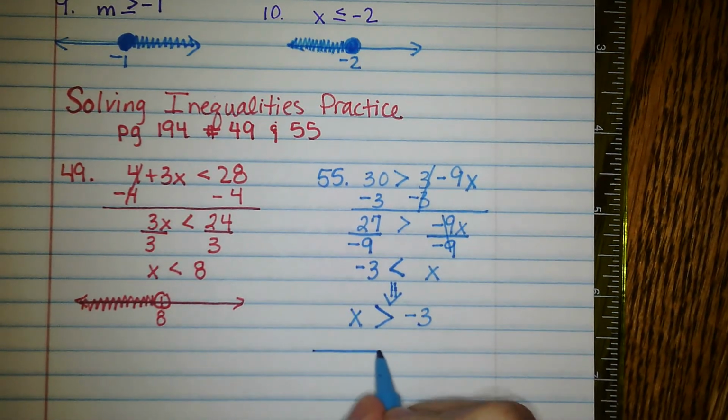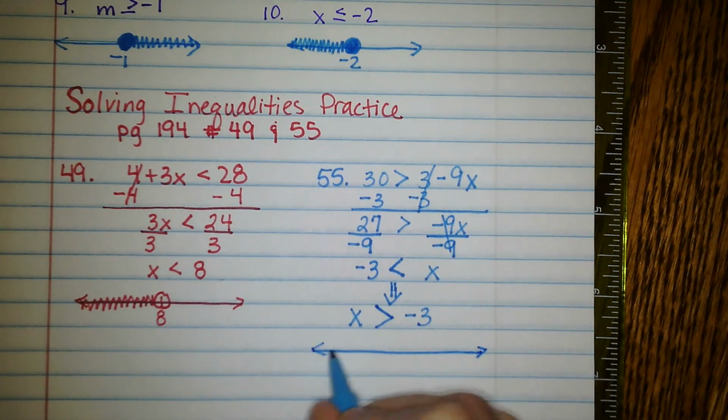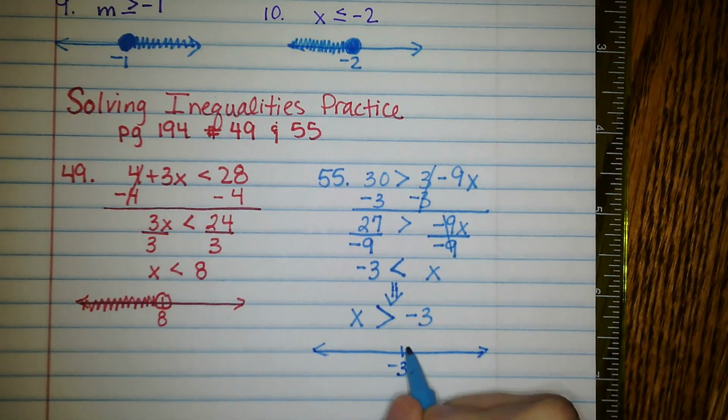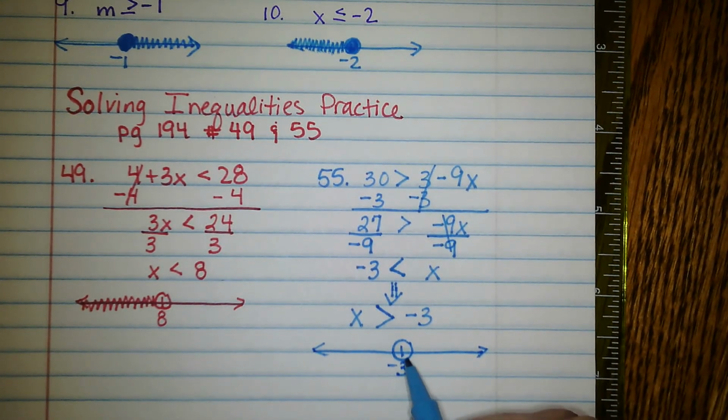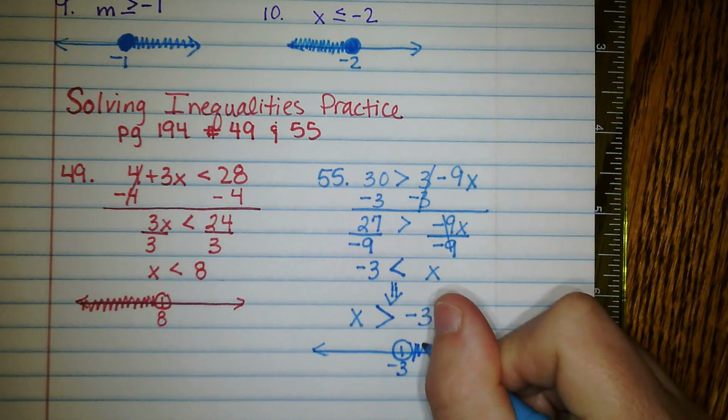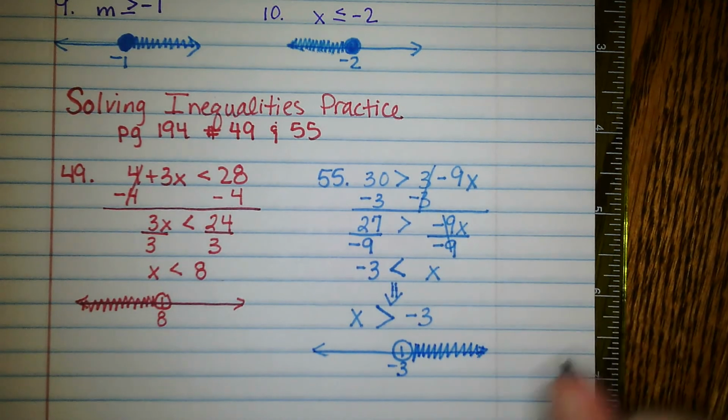Now, all I have to do is sketch. Negative 3 is my guy. I'm going to circle it. This is not an equal to, so it's an open circle. And because this is a greater than, that means that I need to shade to the right of the number, because the right is where things are bigger. And this one is done.